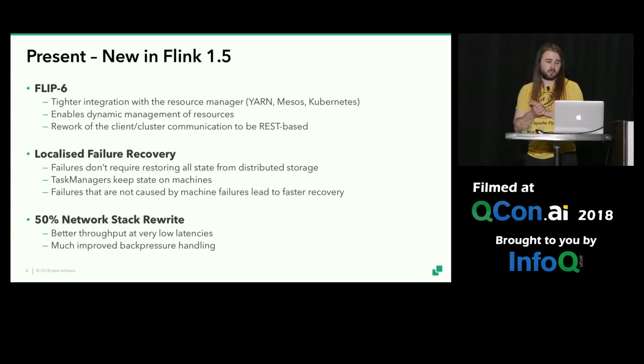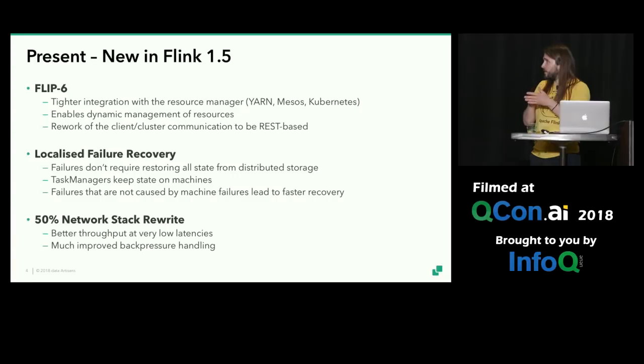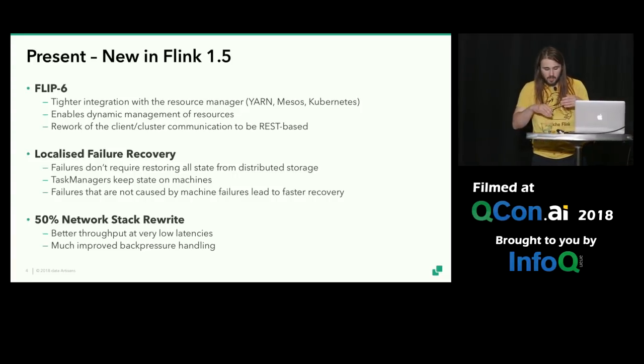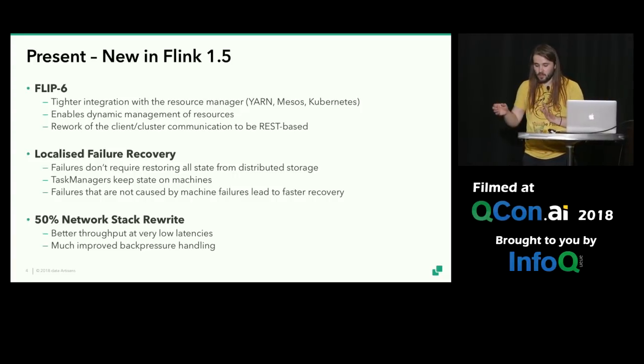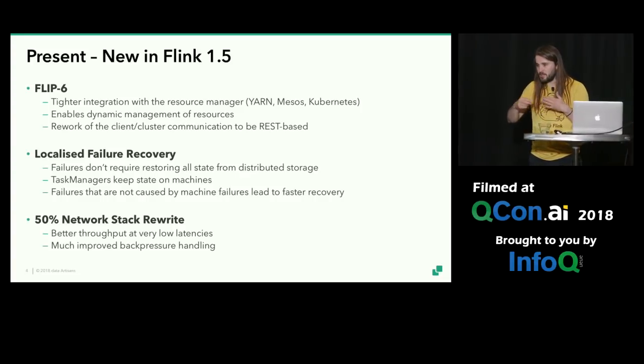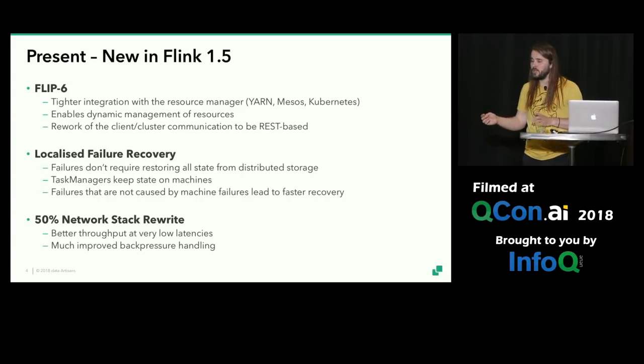But this is somewhat costly, because when a failure happens, you have to reread all that state from a distributed file system, and localized failure recovery fixes that. So here, Flink stores some state on the machines where the computation is running, and when a failure happens, it tries to restart computations on the machines where that state is already available, and so can restart faster and doesn't have to reread state from the distributed file system.